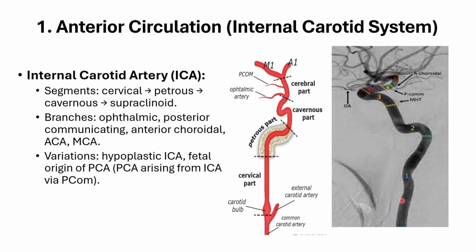So this is the DSA image showing the ophthalmic artery, the PCOM, the anterior choroidal artery, and the terminal branches, the ACA and MCA. Now the variations of the ICA are the hypoplastic ICA or fetal origin of PCA. That is the posterior cerebral artery arising from the ICA instead of the vertebrobasilar system. And these are clinically significant as they alter the collateral flow in the brain parenchyma.